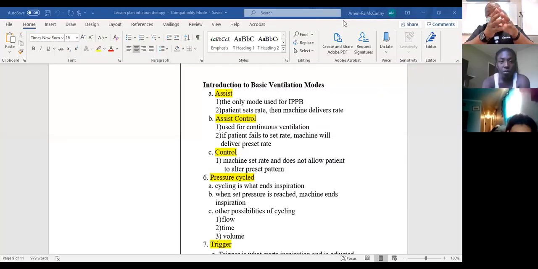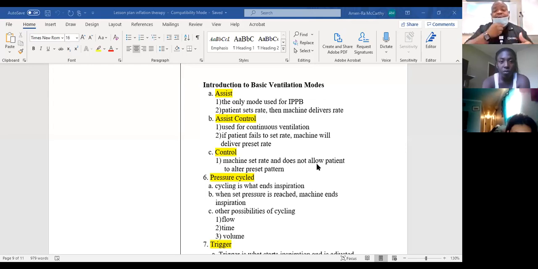All right, so basically, same thing I just said. Assist mode is the only one we use for positive pressure, hyperinflation, or IPPD. Assist control is used for continuous ventilation. If the patient fails to set the rate, the machine will deliver the preset rate. I just showed you, when you have a preset setting, right? Whatever those settings are, that's what he's going to get.